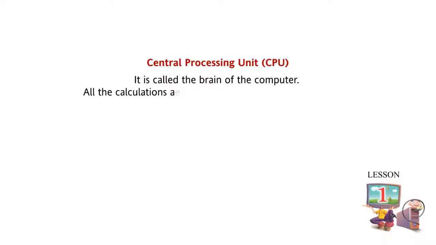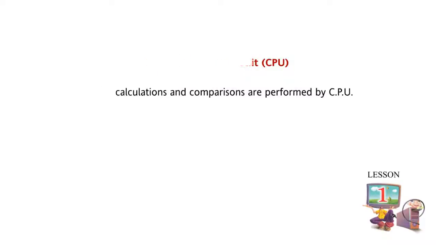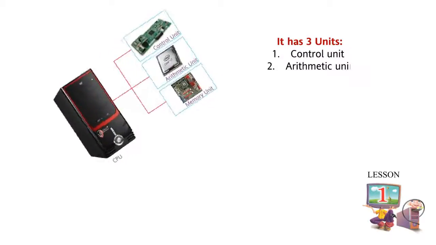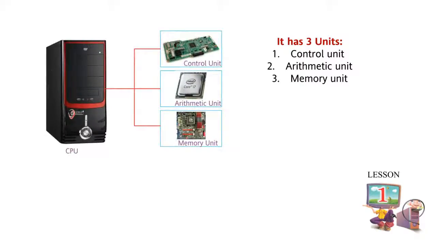Central Processing Unit, CPU. It is called the brain of the computer. All the calculation and comparisons are performed by CPU. It has 3 units. 1. Control unit. 2. Arithmetic unit. 3. Memory unit.